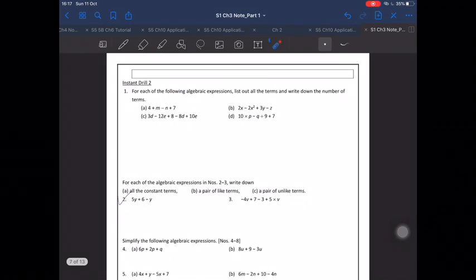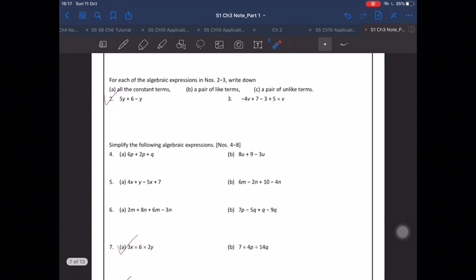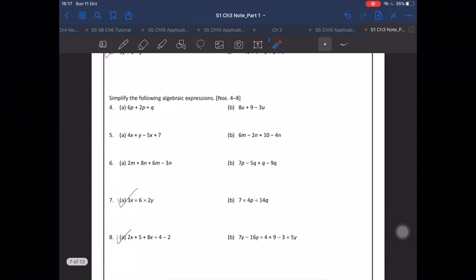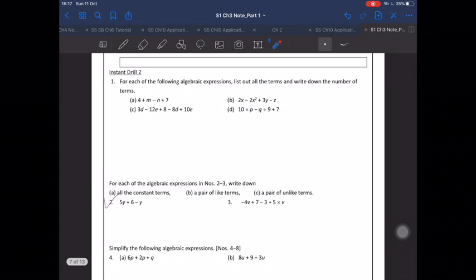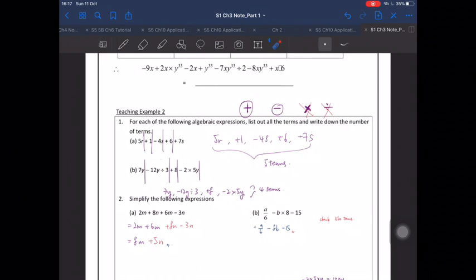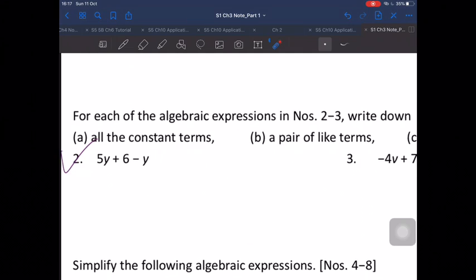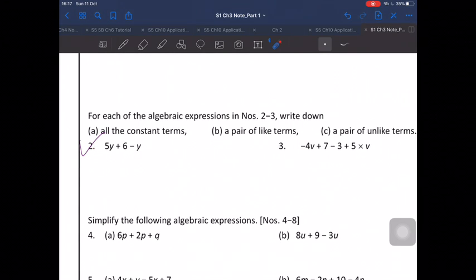And then for the next page, you will find the instant drill 2. For the instant drill 2, you have to finish all the corrections here. Question number 1 is similar to the correction teaching example 2, question number 1, okay? And the questions below are also similar to the questions I have taught you. But I will talk about question number 2.